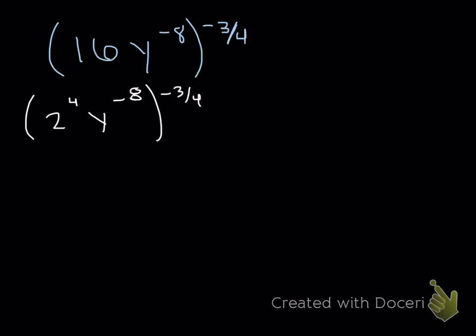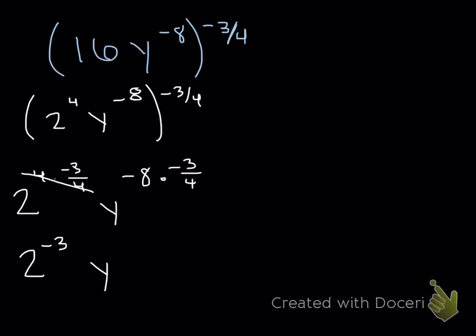So now I want to handle the fact that it is a power product raised to a power. So I'm going to distribute those powers in. So I have 2 to the 4th times -3/4. And then I'm going to have y to the -8 times -3/4. So for this first quantity, those 4's are canceling. So I'm left with 2 to the -3rd. Over here, -8, let's look at -8/1. So -8 times -3 is a positive 24/4, which I know will become 6.